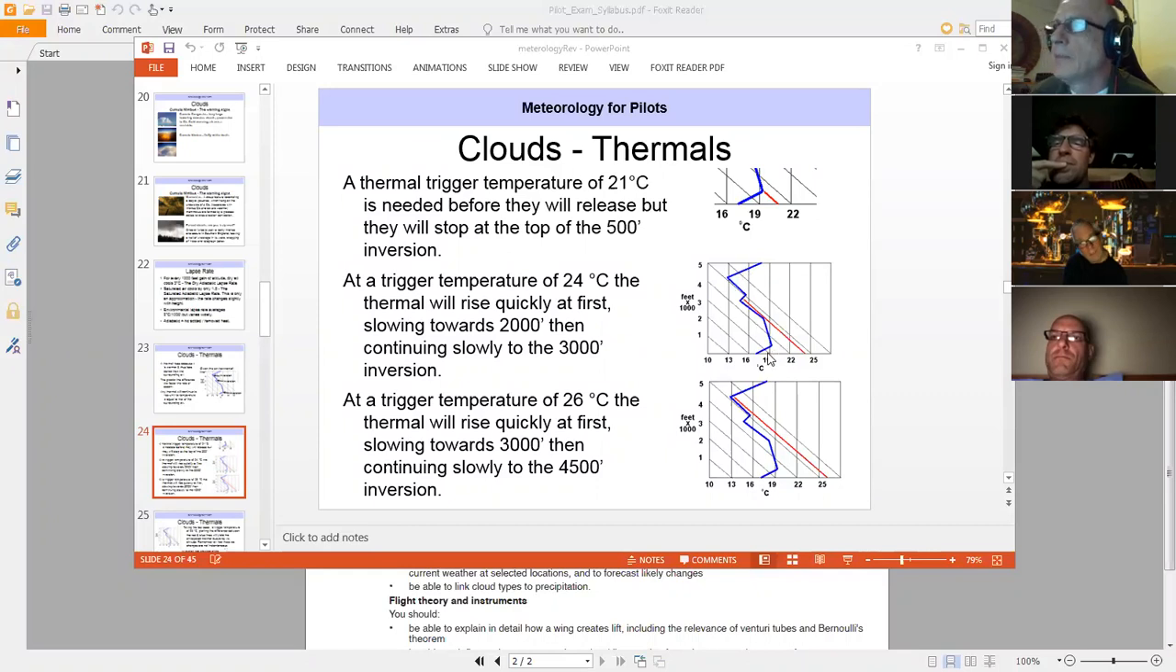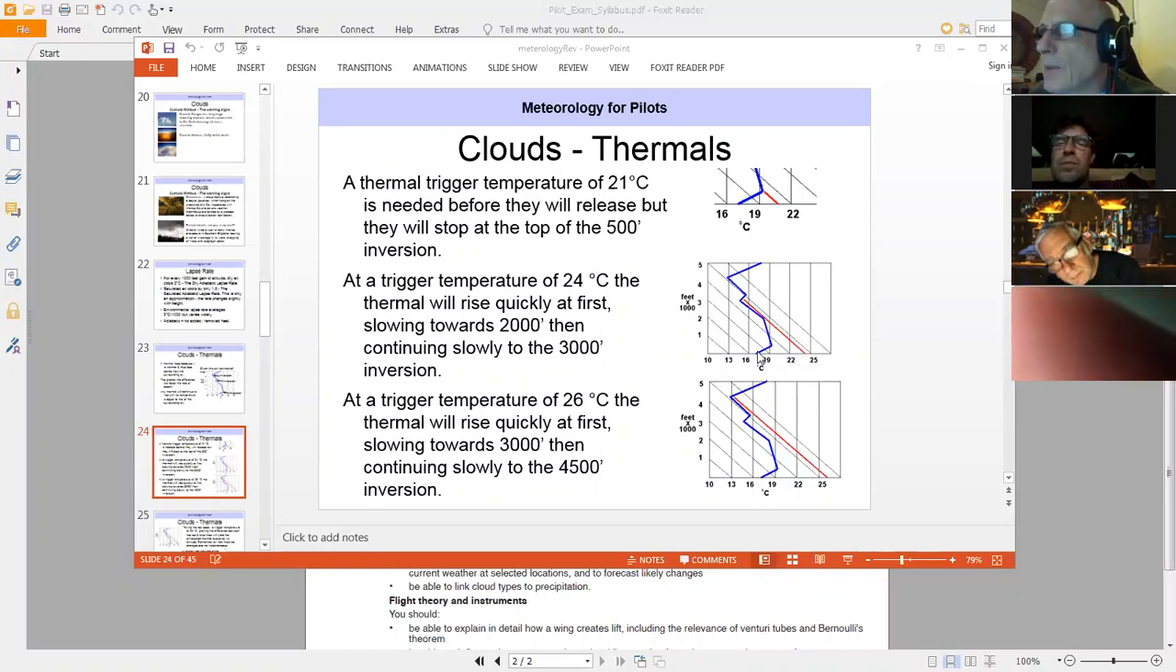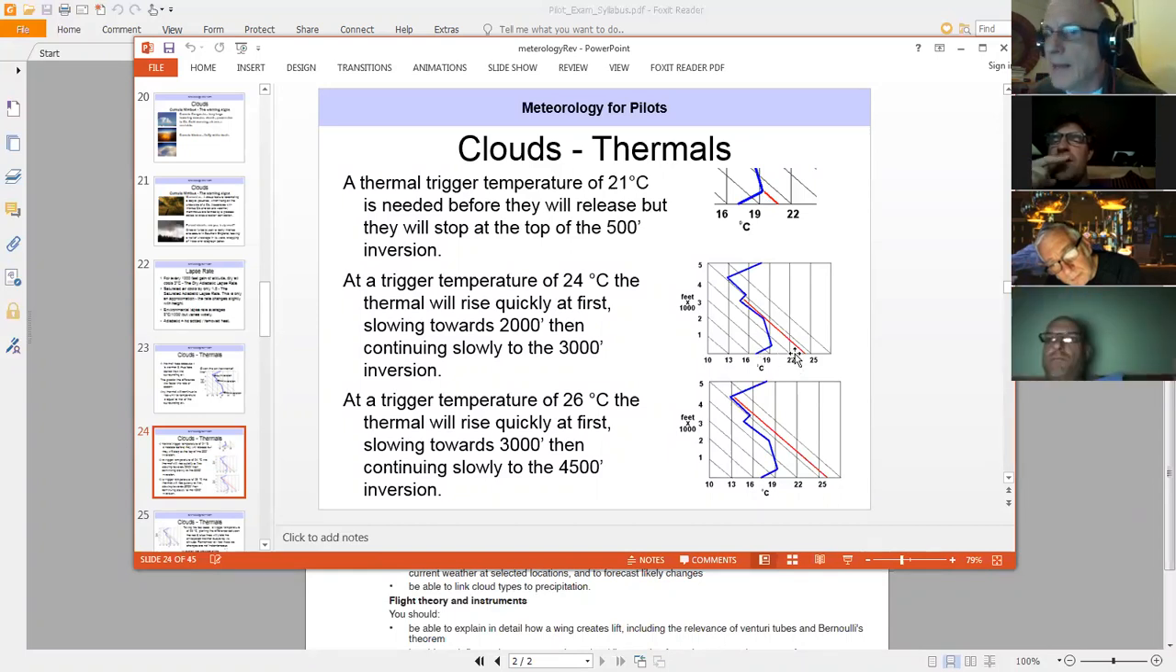It's another diagram. Again, there's our environmental rate here. So here's our thermal rising, and it's cooling at 3 degrees per 1,000 feet. In this case, basically the distance between the environmental rate and this line, the gap, is thermal strength. So the wider this gap, the stronger the thermal.